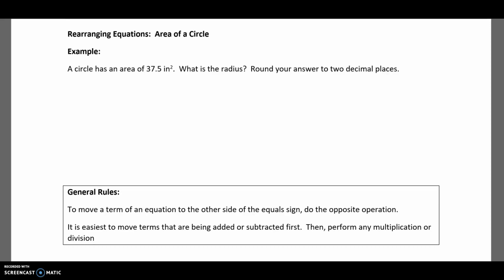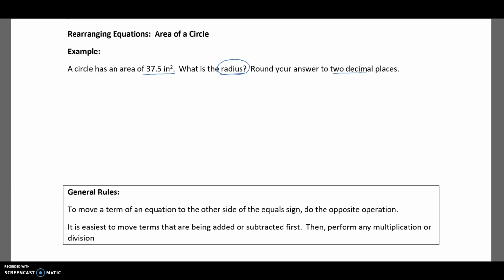The final geometry equations we'll look at rearranging are those for the area of a circle. In our first example, we have a circle with an area of 37.5 square inches and want to find the radius. When we get to the end, we'll round our answer to 2 decimal places. If you take a look at your formula sheet, you have 2 formulas for the area of a circle. One has an R in it for radius, and one has D for diameter.